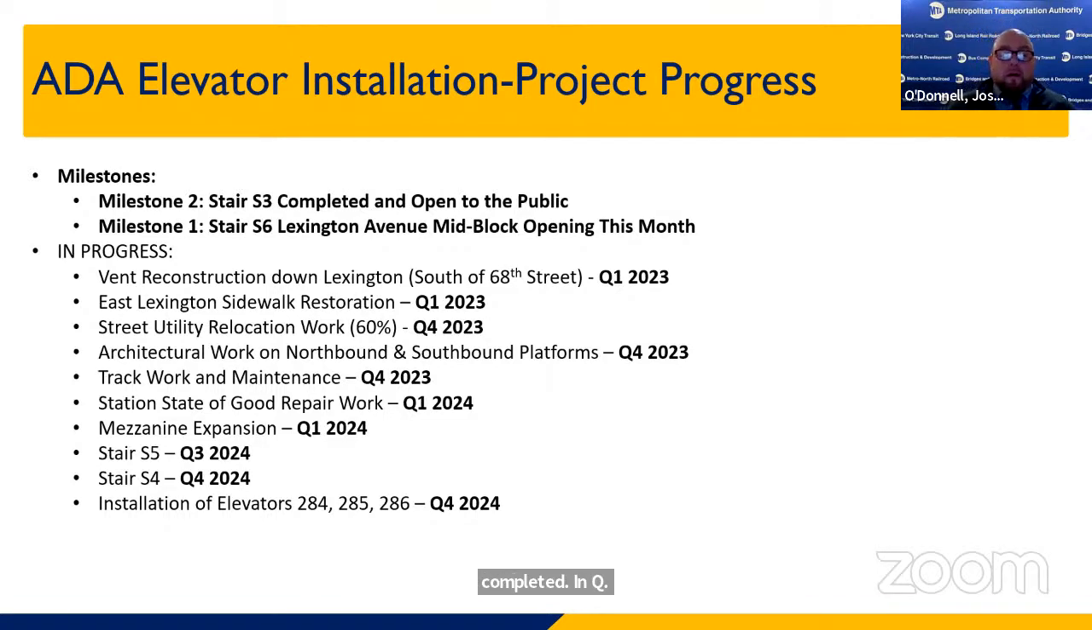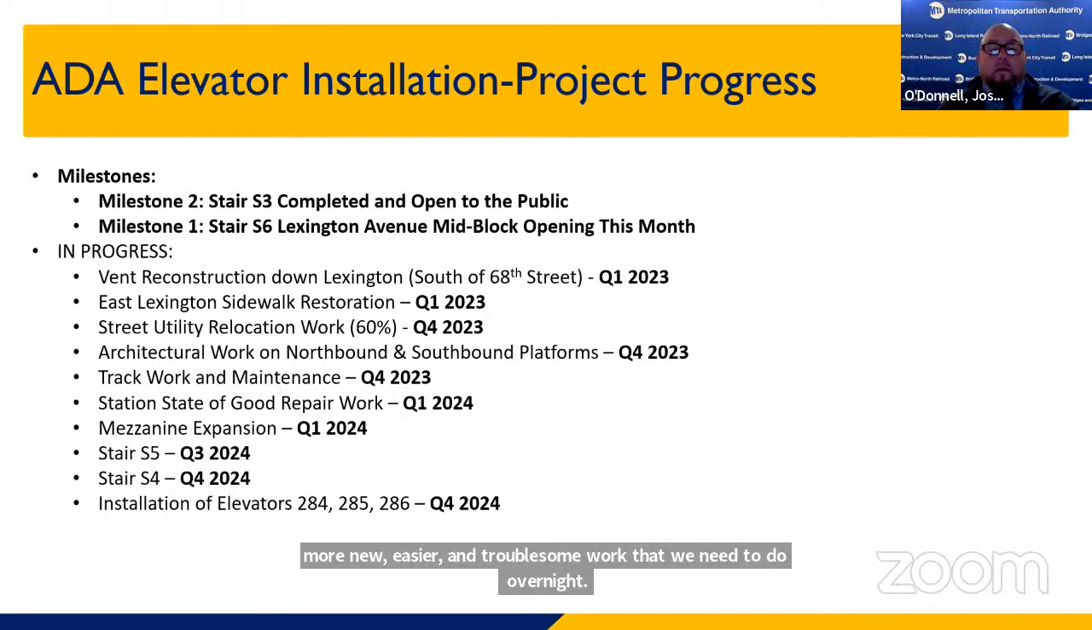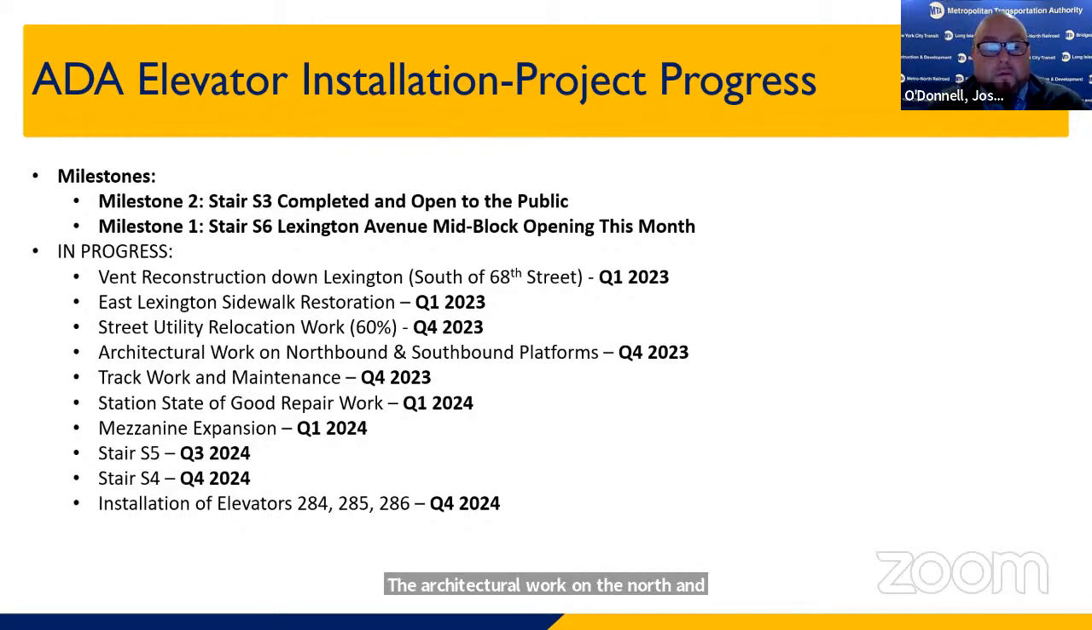And then some of the more forward-looking milestones: street utility relocation is anticipated to wrap up closer to the end of the year. We have about 60% of that work done now. That's that noisier and more troublesome work that we need to do overnight. The architectural work on the north and southbound platforms is targeted to wrap up in Q4 of 2023. Similarly, the track work and maintenance work, Q4 of 2023.